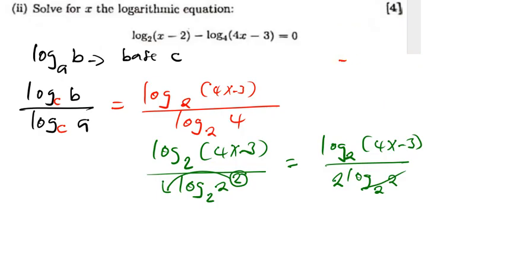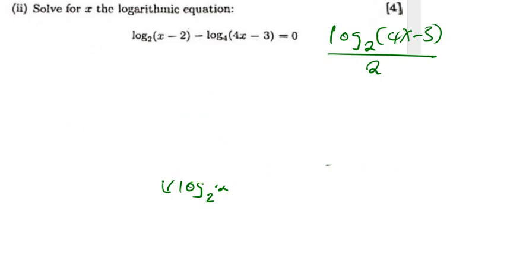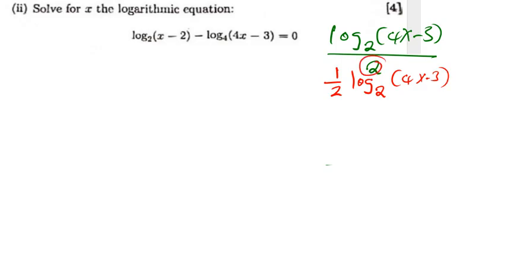So then what we remain with is log base 2 of 4x minus 3, divided by 2. Now when you have this, I can get rid of everything here. I no longer need it. It's the same as 1 over 2 times log base 2 of 4x minus 3. It's the same because I've just shifted this. If I multiply the 1 by the log again, it will take me back to this.